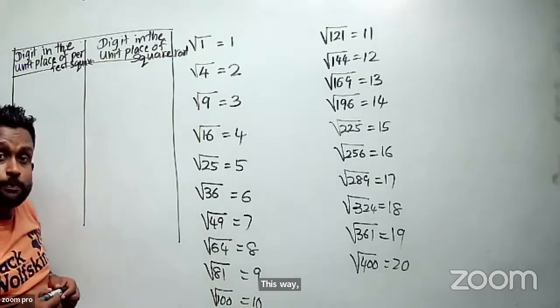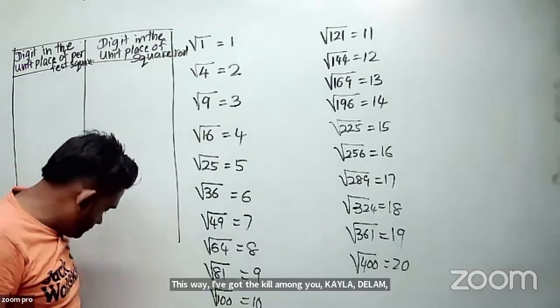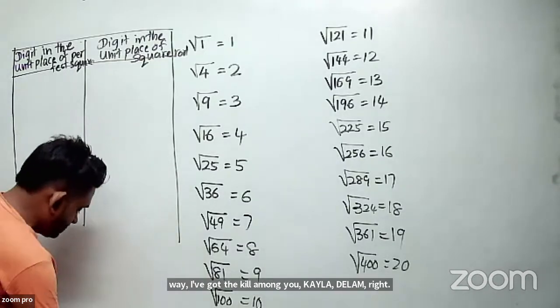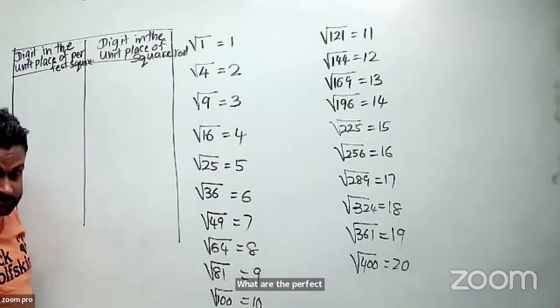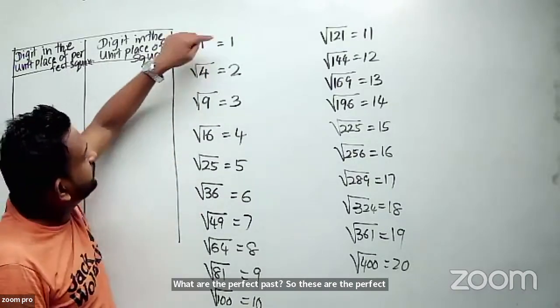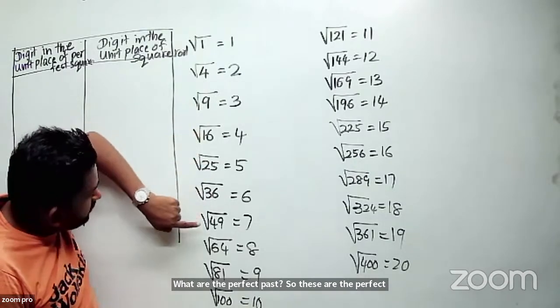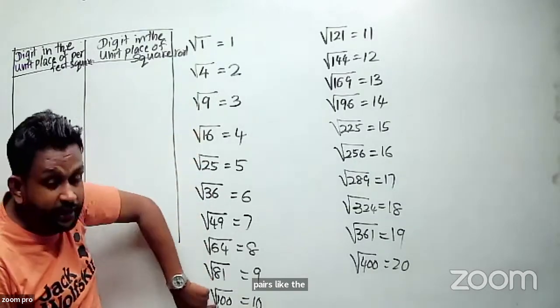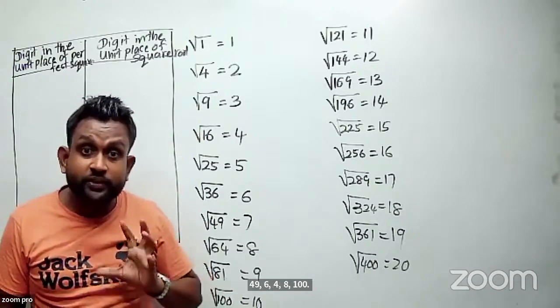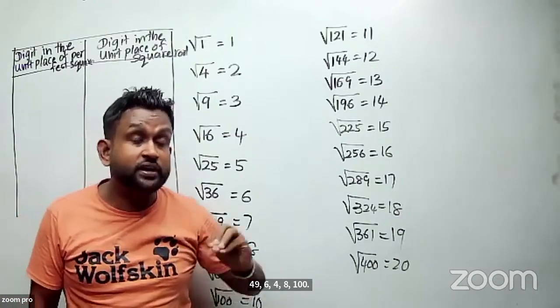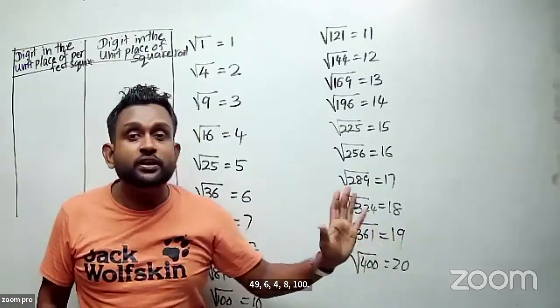What are the perfect squares? These are the perfect squares like 1, 4, 9, 16, 25, 36, 49, 64, 81, 100. These are called the perfect squares. A perfect square has a whole number square root.